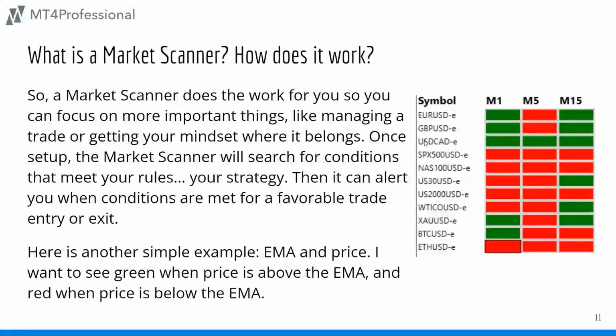And I want to see red if price is less than the 15 period exponential moving average. So then you can see that the dollar Canadian is bullish across 3 different time frames, which gives it a strong bull push. You can see that the S&P and NASDAQ are both very bearish across 3 different time frames, as is Ethereum. But there's a potential reversal going on in the Bitcoin and in gold.